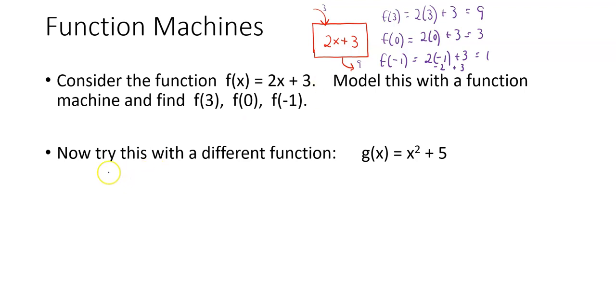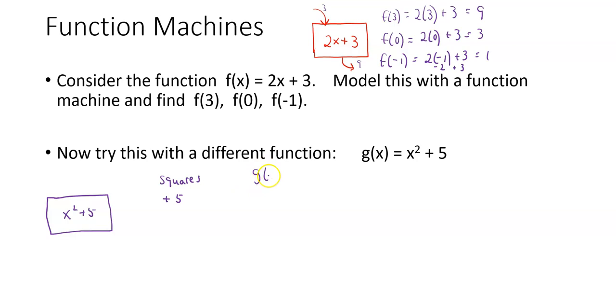All right, what if I gave you this one? What if I said g of x equals x squared plus 5? So here my purple function machine takes the input, squares it, and then adds 5.